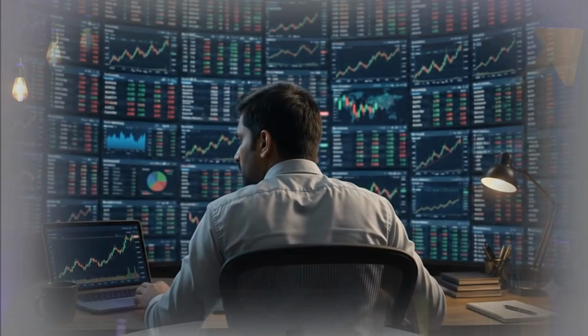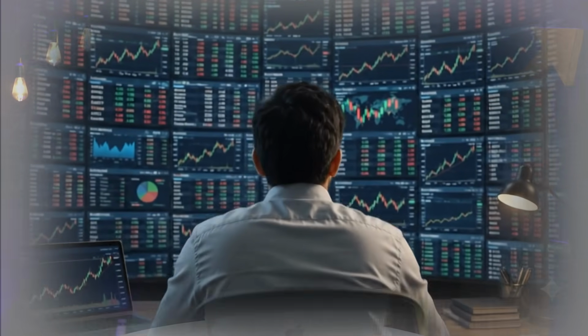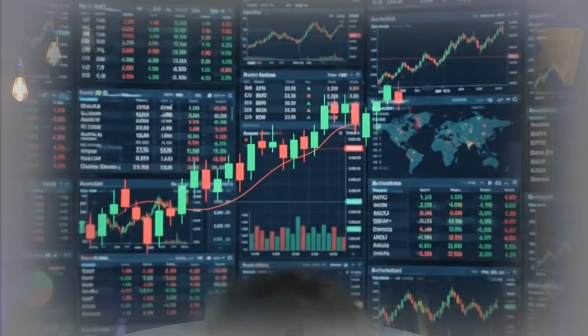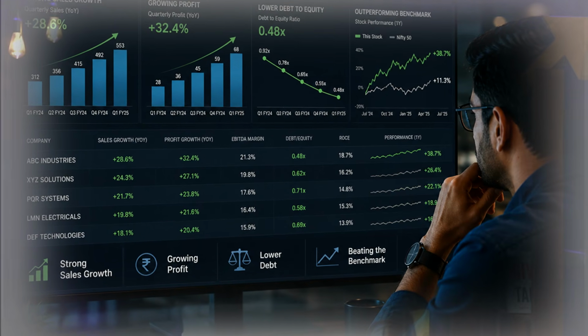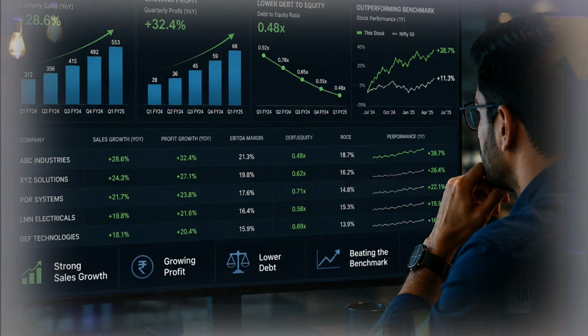Every stock market participant faces one typical problem: the markets have thousands of companies listed, and how do you find a few stocks which actually match your trading or investment style? You might be looking at strong sales, growing profit, a lower debt to equity ratio, or maybe stocks which are outperforming the benchmark index. Now imagine checking all these parameters individually on thousands of stocks.